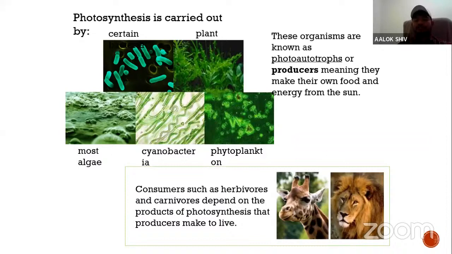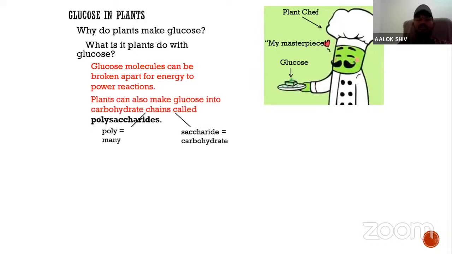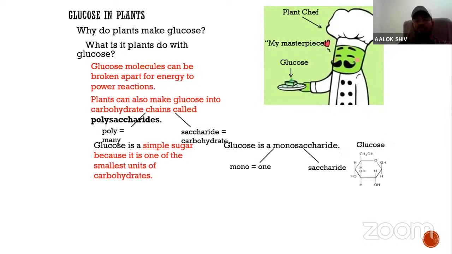Which is prepared by the photoautotrophs. Next we will see why glucose is made by the plant, and not the other sugars, in photosynthesis. The glucose molecule can be broken apart for energy to power reactions. I mean, the glucose molecule can be further broken down, and it is important for energy.